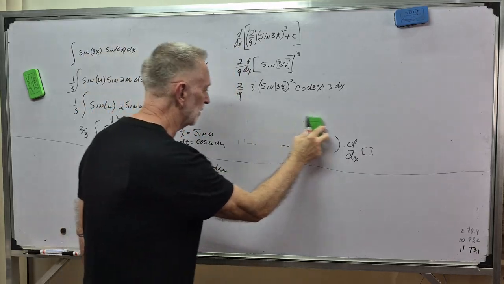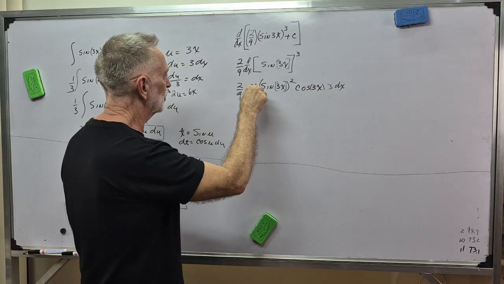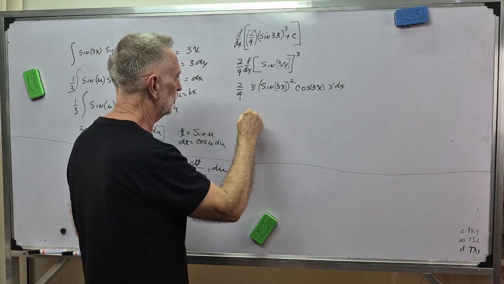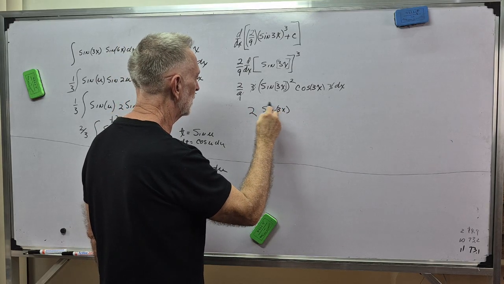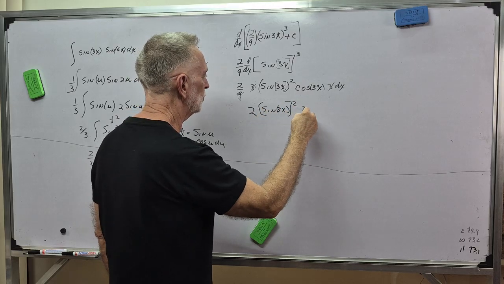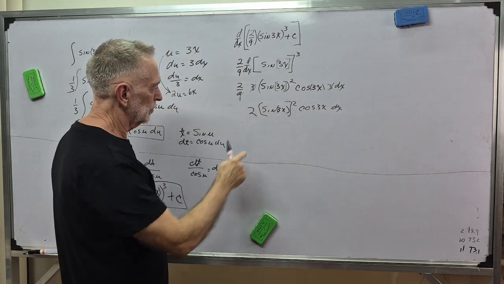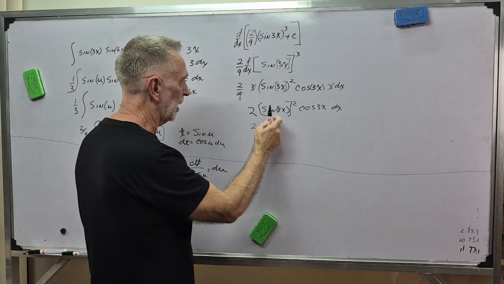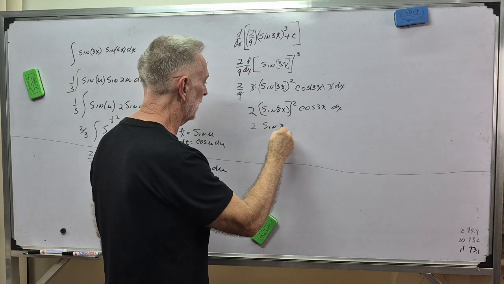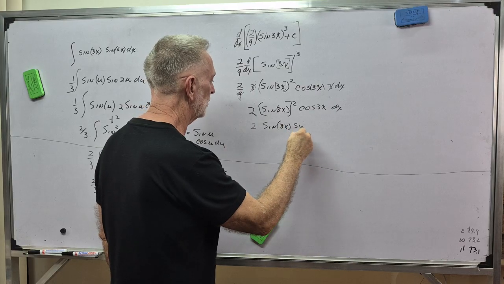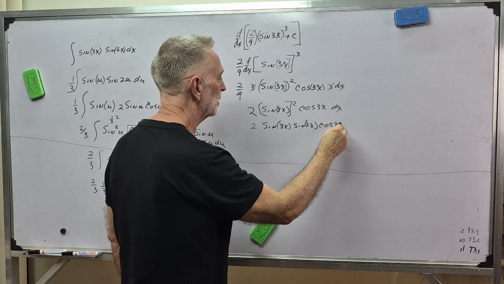All right, what does that give us here? Well, 3 times 3 is 9, so these cancel. So I'm left with 2 sine 3x squared cosine 3x dx. Well, this would be sine 3x times sine 3x, right? So that's sine 3x times sine 3x times cosine 3x dx.